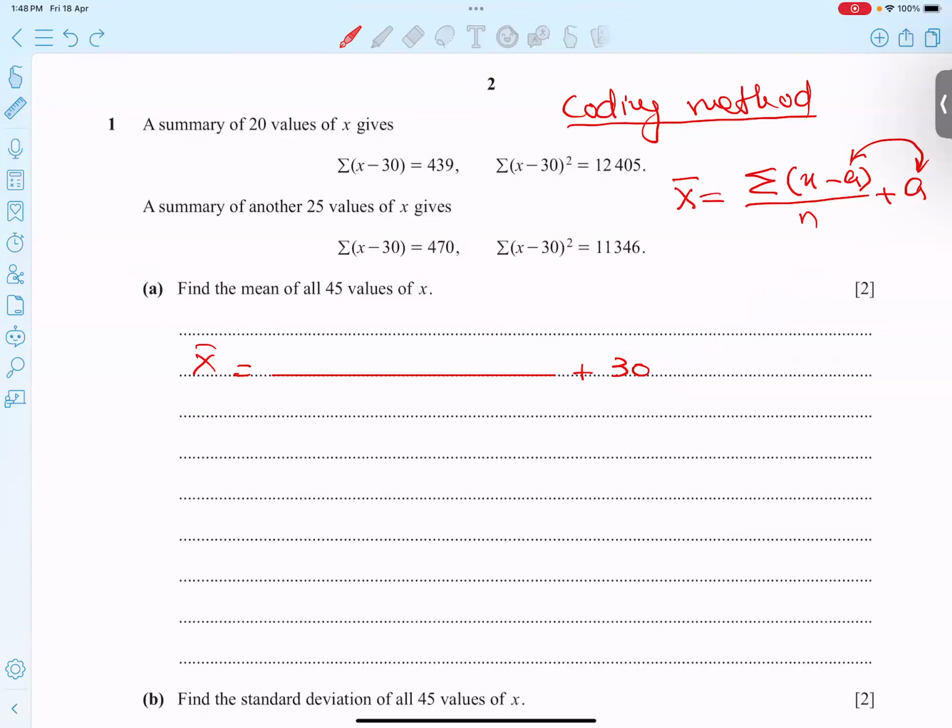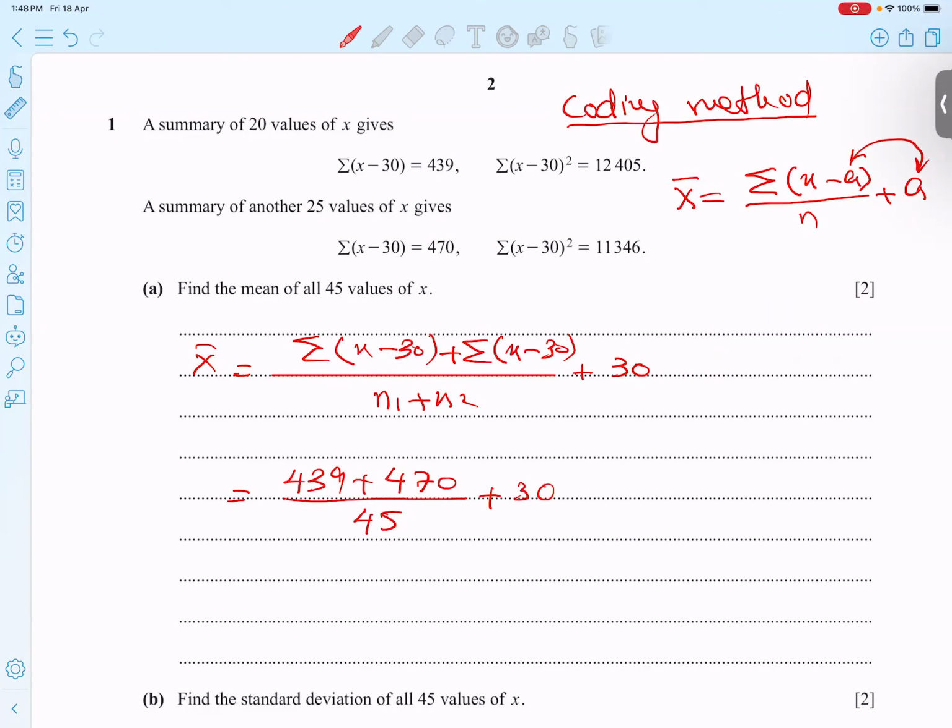And here I'm going to write sigma x minus 30 and plus sigma x minus 30 and divided by n. N means actually n1 plus n2. So basically this value is coming from here, and this value is coming from here, 439 plus 470 and divided by the sum of both numbers, 20 and 25. So I got a 45 and plus 30. And I think it's very clear. And if I type this in calculator, I'm getting a mean of all together 50.2. 50.2. So this is very, very clear.